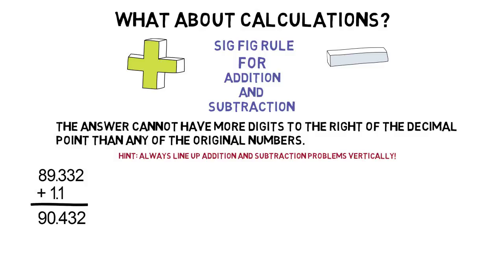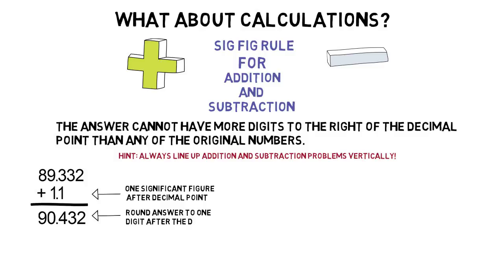And since this is an addition problem, we look to see which number has the least number of digits after the decimal point. And we see that this 1.1 only has 1 significant figure after the decimal point. And that means that our answer can only have 1 significant figure after the decimal point. And so we have to round it to 1 digit after the decimal point. So the answer to this problem is 90.4. If you answer 90.432, it's incorrect. The answer is 90.4.